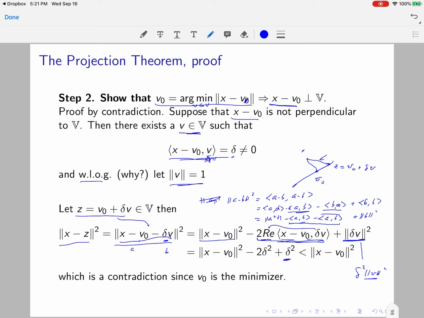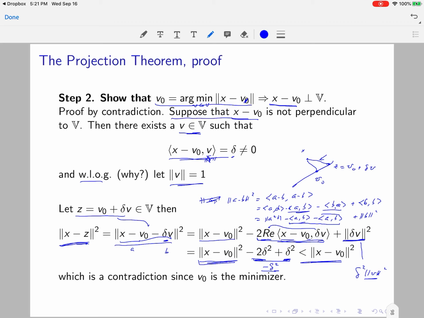So we get delta times delta bar, which is delta squared, and of course that will have a real value. So we'll have a minus 2 delta squared. So this whole thing becomes minus delta squared. And so x minus z squared is going to be equal to x minus v naught squared minus delta squared. So it turns out that x minus z is in fact smaller than x minus v naught, which is a contradiction, since v naught is the minimizer.